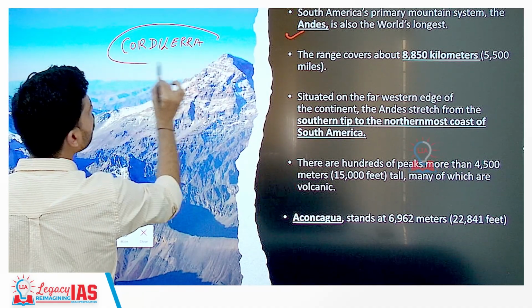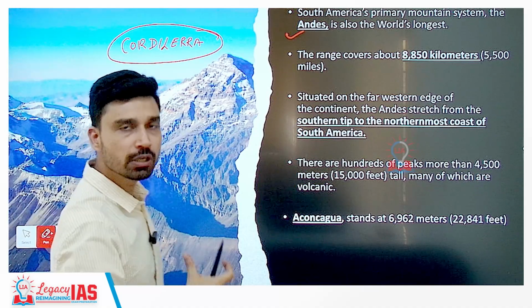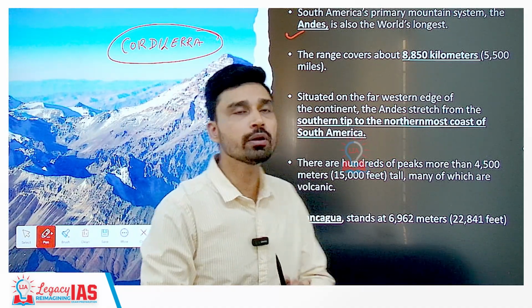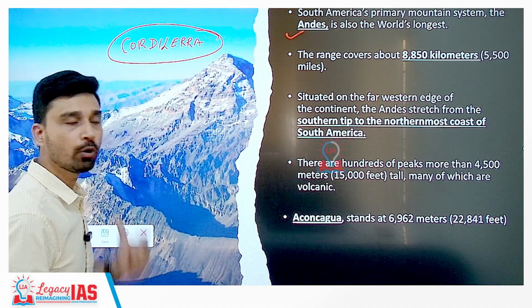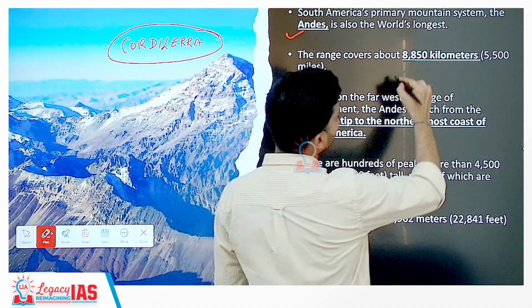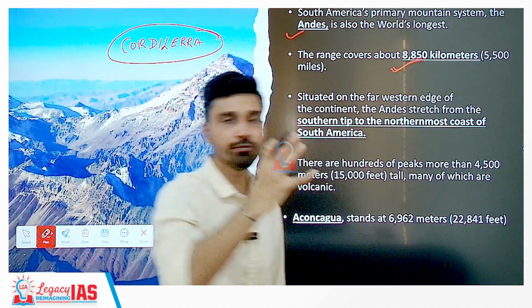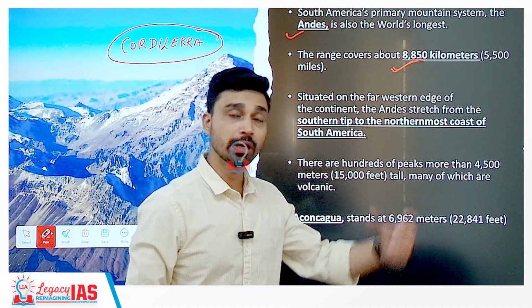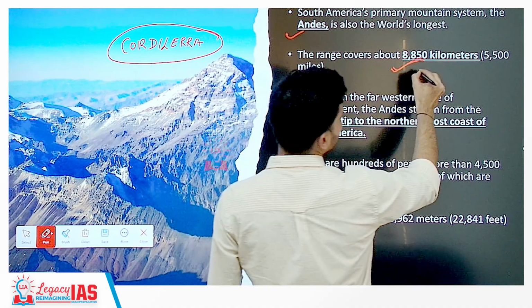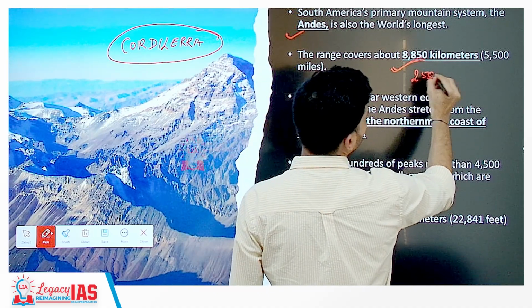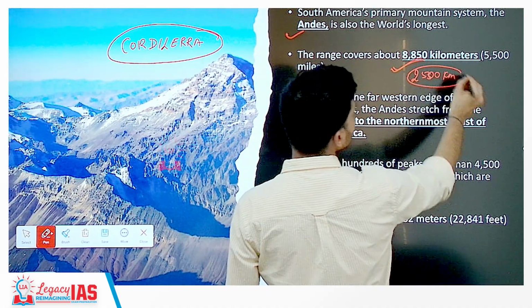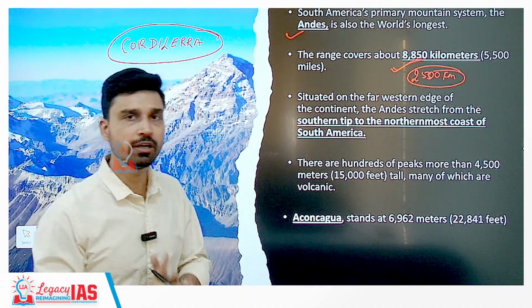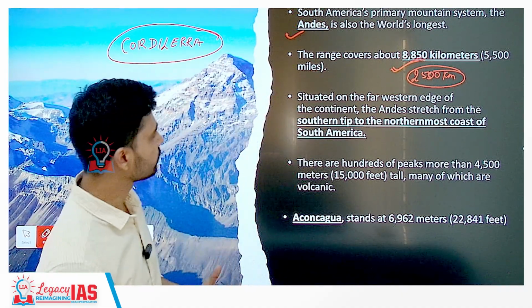The Andes Cordillera is not only the longest mountain range of South America, it is also the longest mountain range in the entire world, because in terms of length, it covers almost 8,850 kilometers of South America, right from north to south. If you compare it to the Himalayas, which are about 2,500 kilometers, the Andes is almost 3.5 times longer than the entire Himalayan range that we have in India.